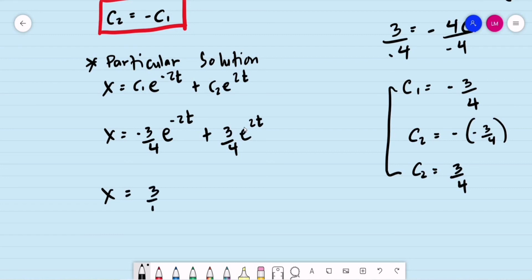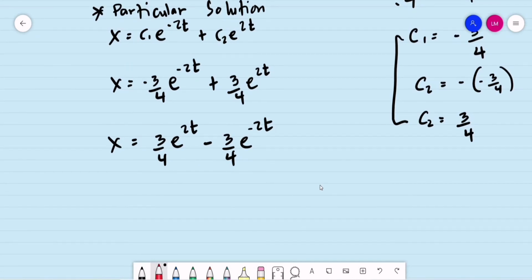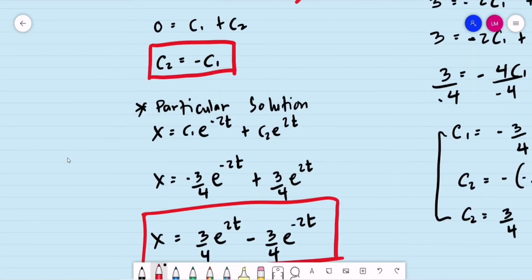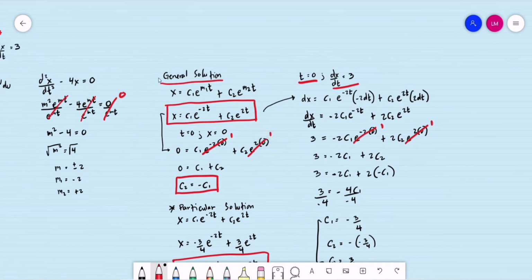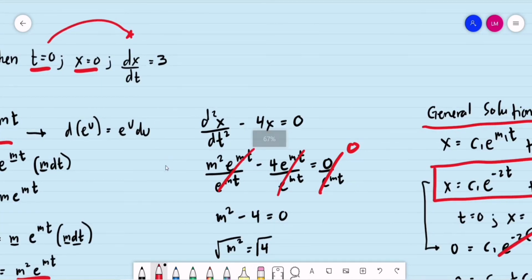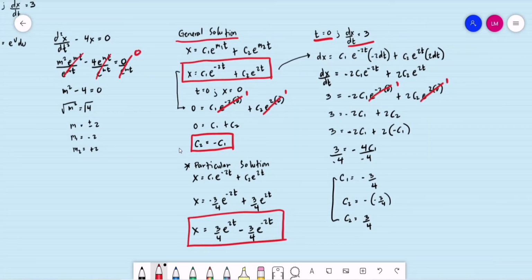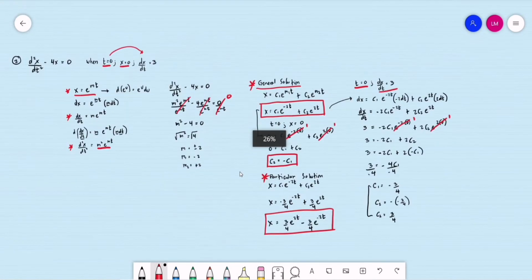We have 3 over 4 e raised to positive 2t, then minus 3 over 4 e raised to negative 2t. I just disarranged the two terms on the right side of the equation. So this will be the particular solution of the given higher order differential equation with this given t is equal to 0, x equal to 0, and dx over dt is equal to 3. So these are our solutions, the general solution and the particular solution. So this will be our solution for example number 2.